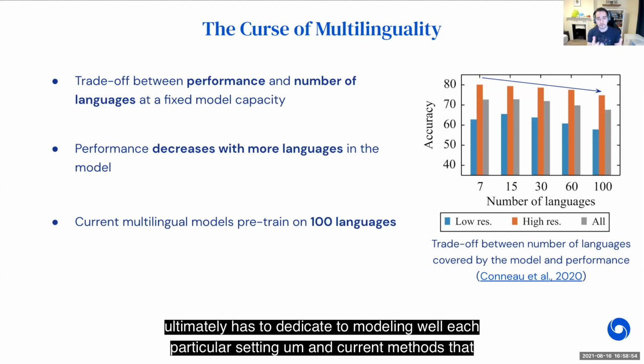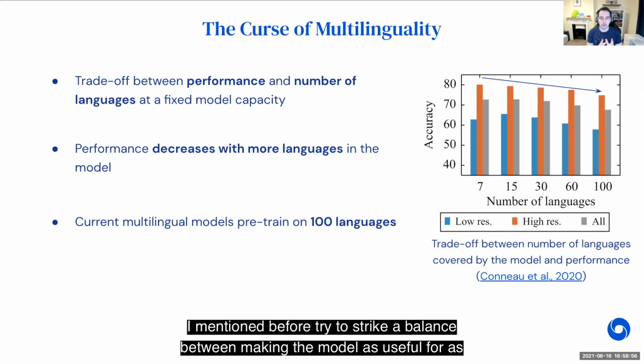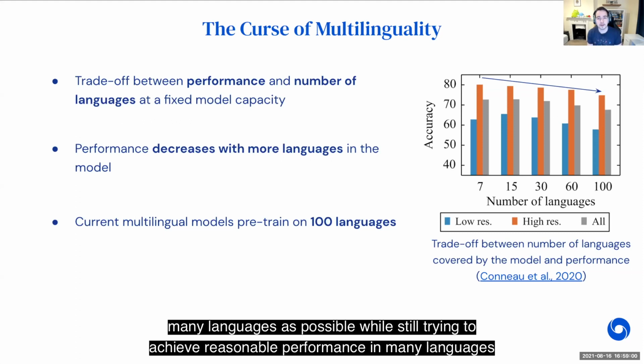And current methods that I mentioned before try to strike a balance between making the model as useful for as many languages as possible, while still trying to achieve reasonable performance in many languages by pre-training it on around 100 languages, as I mentioned.